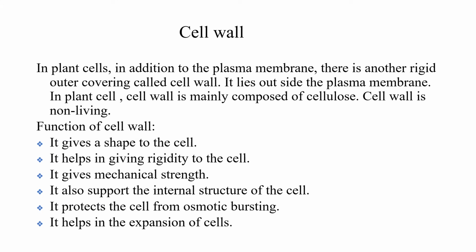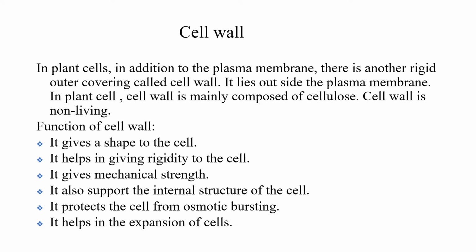Cell wall. In plant cells, in addition to the plasma membrane, there is another rigid outer covering called cell wall. So cell wall is the outer layer present only in plant cell. It is not found in animal cell. It lies outside the plasma membrane. In plant cell, cell wall is mainly composed of cellulose. Cell wall is non-living.